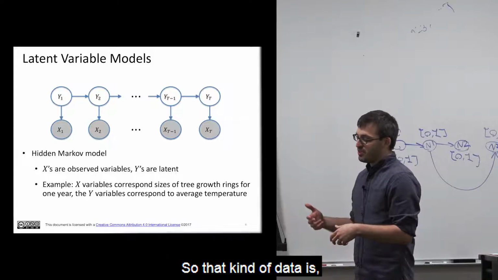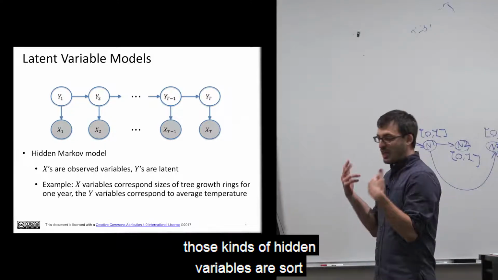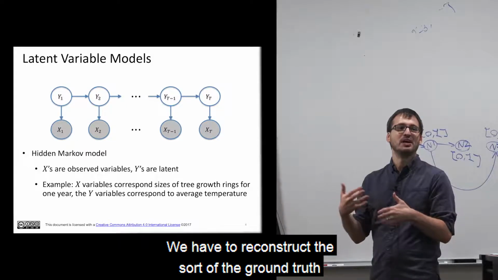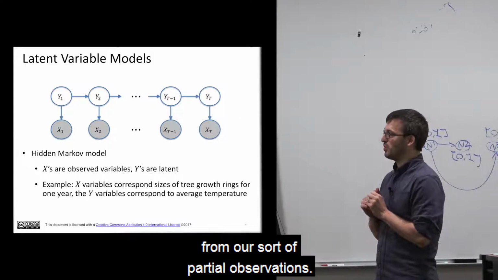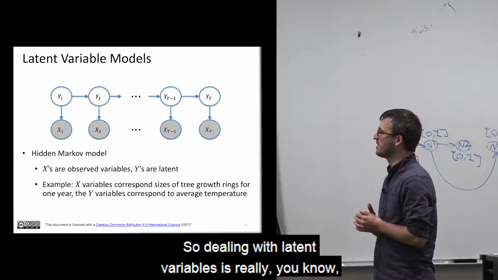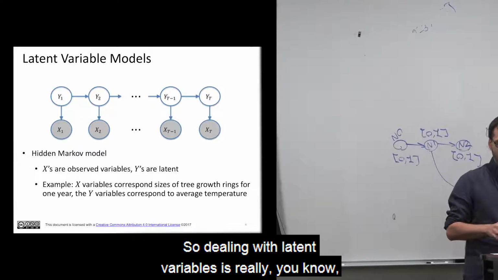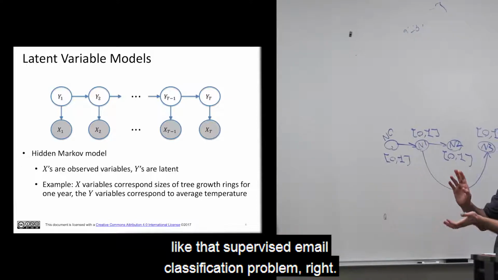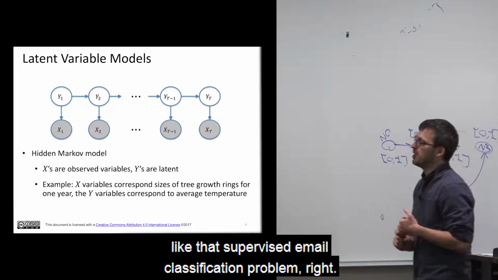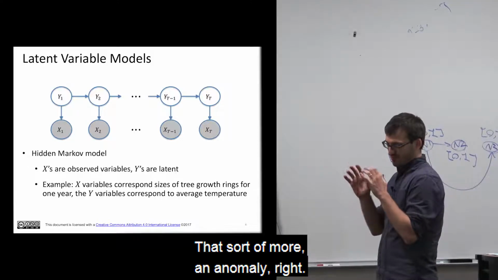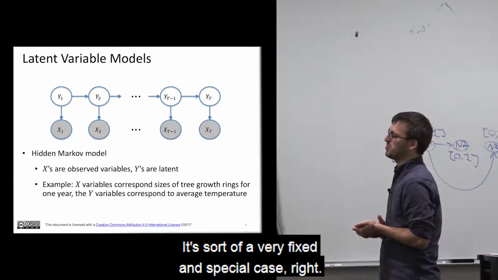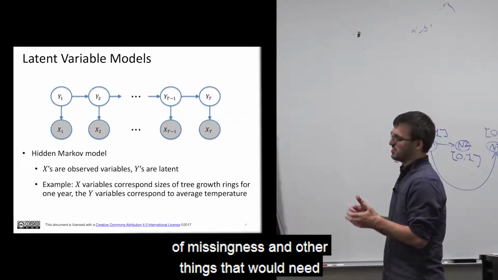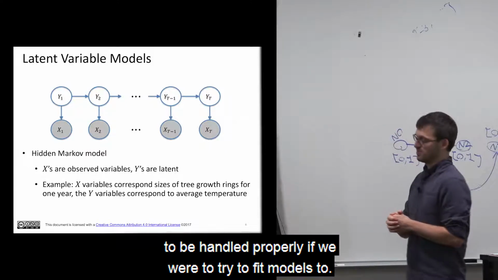So those kinds of hidden variables are partially observed. We get to see them sometimes, but we don't always get to see them. We would have to reconstruct the ground truth from our partial observations. So dealing with latent variables is really the typical fact of life. The models we took a look at last time, like the supervised email classification problem, are more an anomaly, a very fixed and special case. Real data has a lot of ambiguity and a lot of missingness, and other things that would need to be handled properly if we were to try to fit models to them.